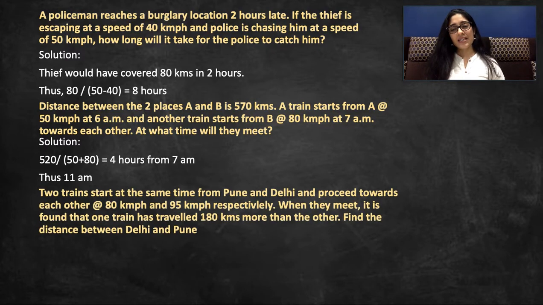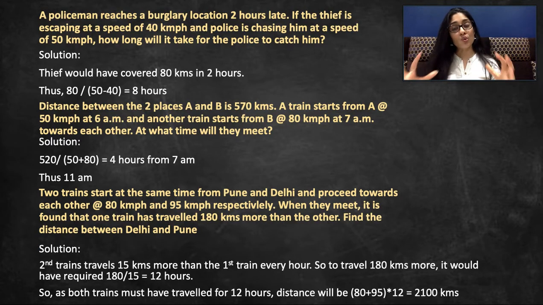Next, two trains, they start at the same time from Pune and Delhi, and they proceed towards each other at 80 and 95 respectively. When they meet, it is found that one train has traveled 180 kilometers more than the other. Find the distance. Now, we can see from their speeds that second train will always travel 15 kilometers more than the first train every hour. Now we know that in total second train has traveled 180 kilometers more. So 180 upon 15, which means both the trains have traveled individually for 12 hours.